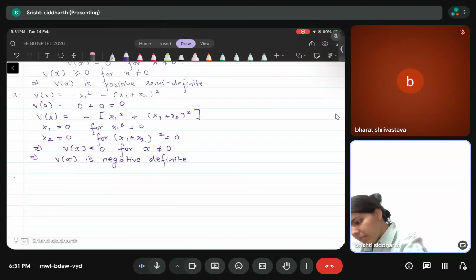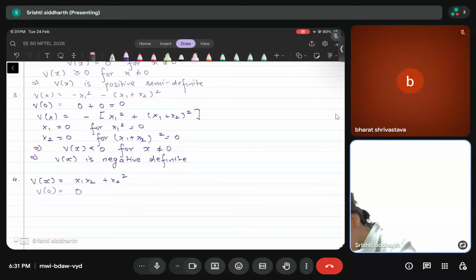Let's take an example. Vx is x1 x2 plus x2 squared. So V at 0 is 0. The term x1 x2 could be positive or negative or 0, and it could also be greater than or less than x2 squared, right? So x1 x2 can be 0 or greater than 0 or negative.